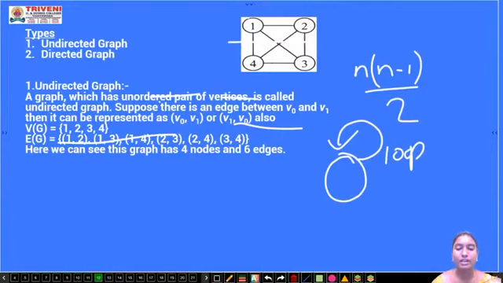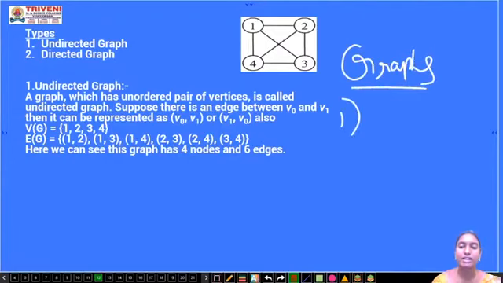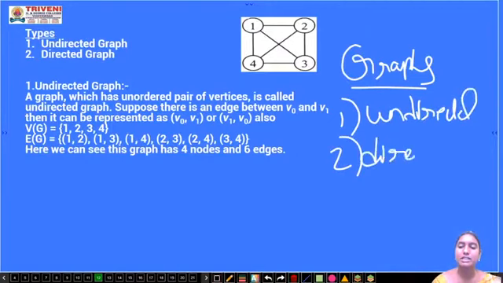There are two types of graphs: the first one is the directed graph and the second one is the undirected graph. The undirected graph has no direction and the directed graph has direction. We can observe this: a graph with an unordered pair of vertices. Unordered means there is no particular order for the vertices, we just take some elements, in an undirected graph.